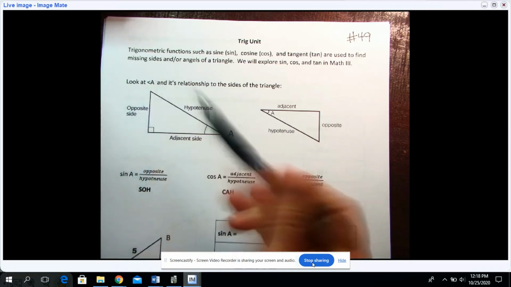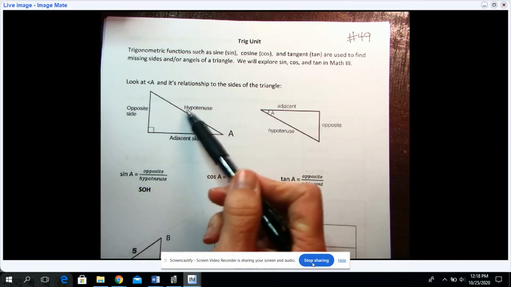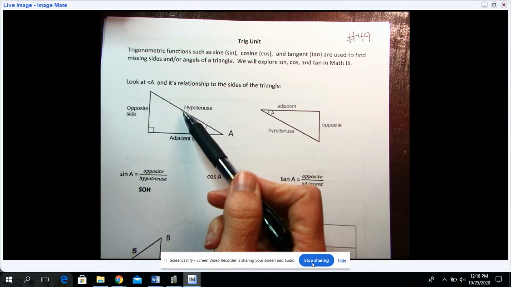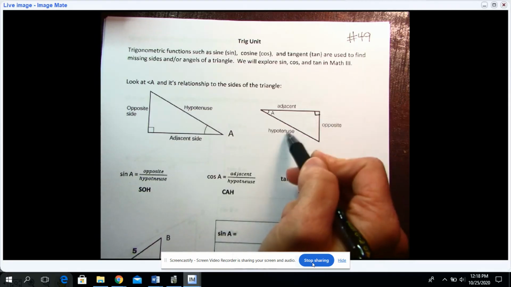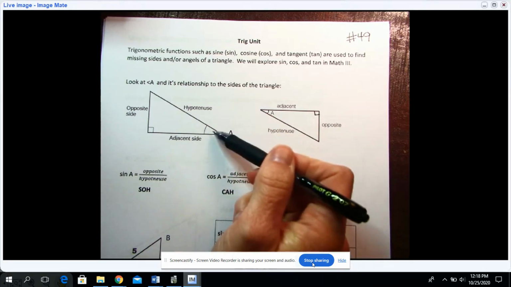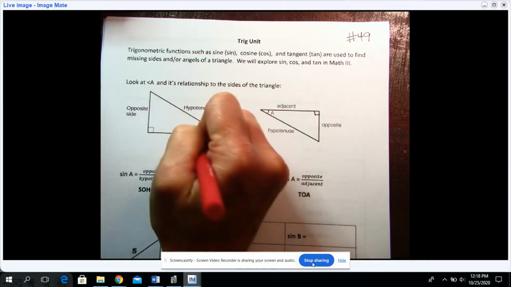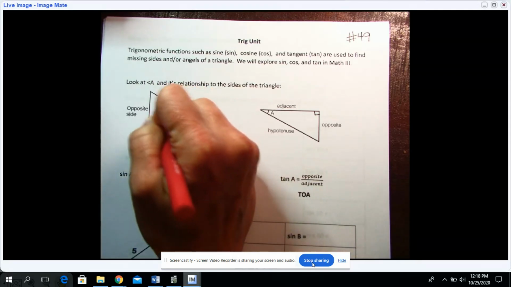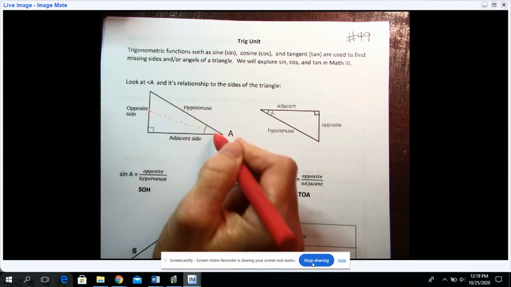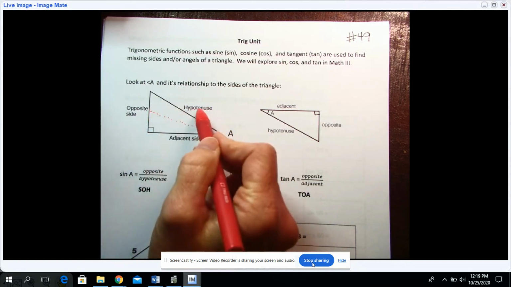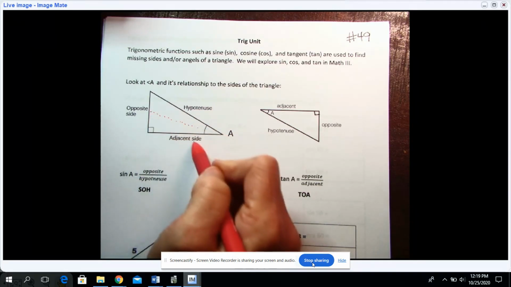If you look at angle A and its relationship to the sides of the triangle, the hypotenuse is always across from the right angle. Always. Here, this would be the right angle, and the hypotenuse would be across from that. For angle A, the side directly across from it is the opposite side. Then you call the third side the adjacent side.